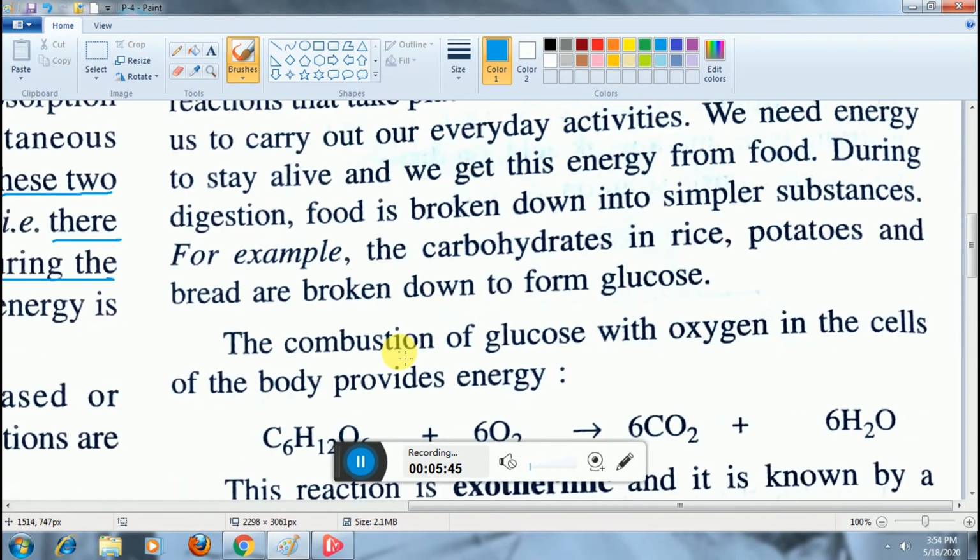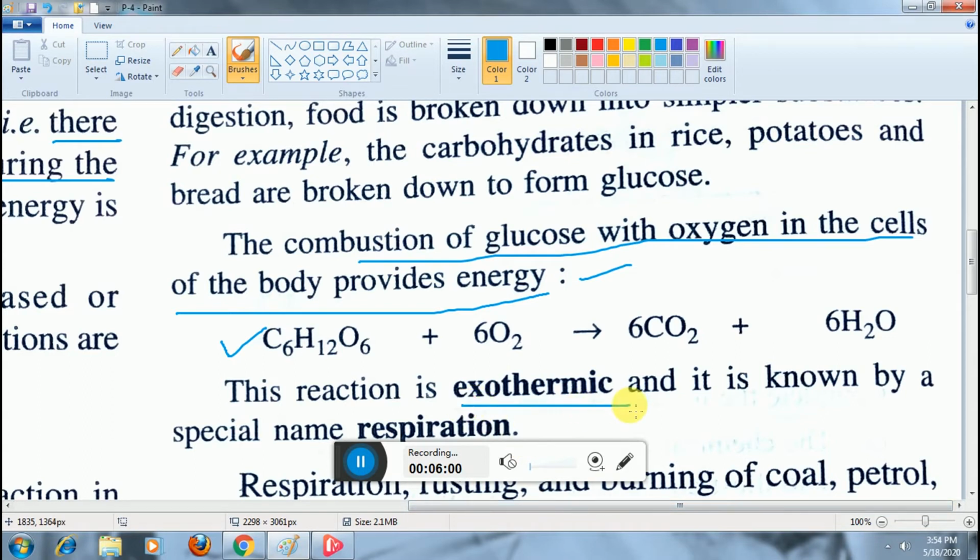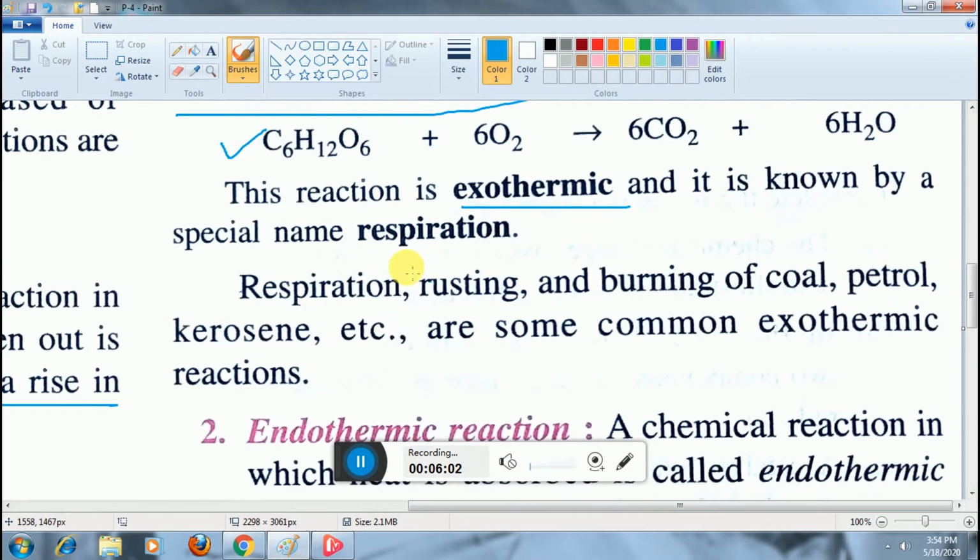Next, combustion of glucose with oxygen in the cells of our body provides energy. Since it provides energy, it is exothermic, and this biological process has a special name, which is termed respiration.